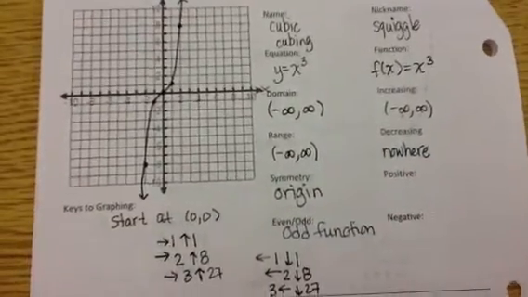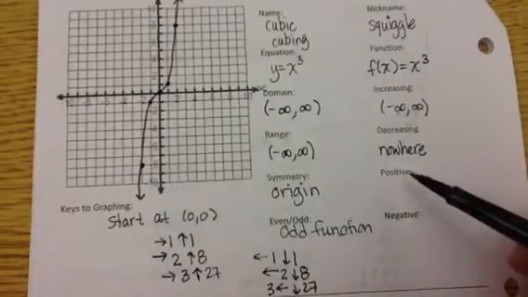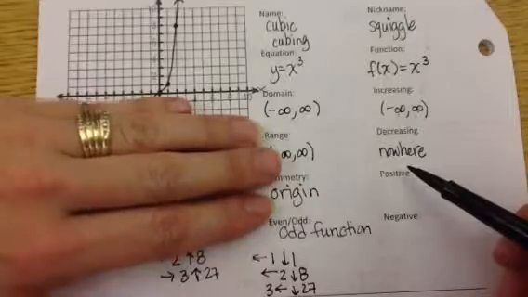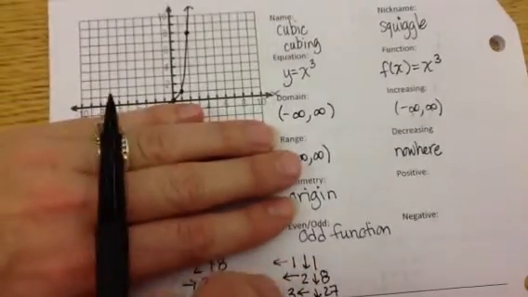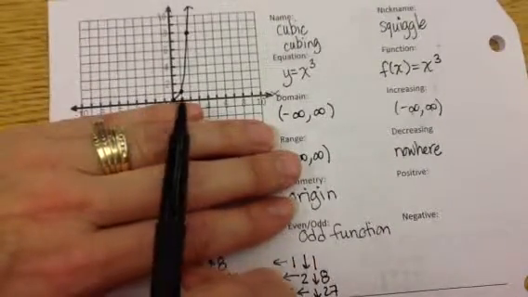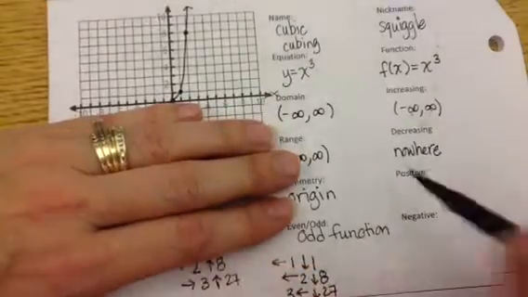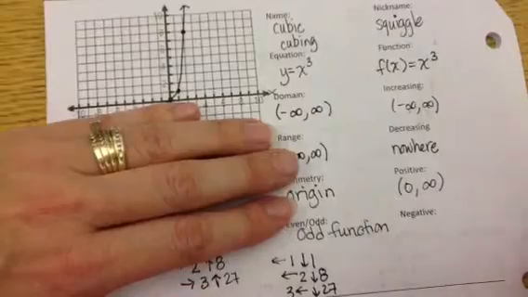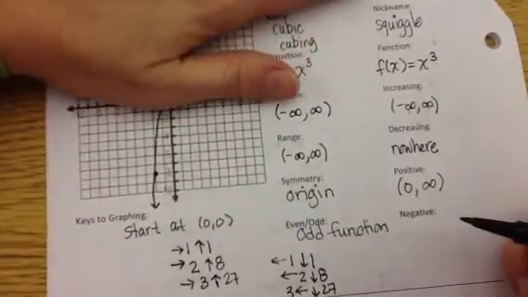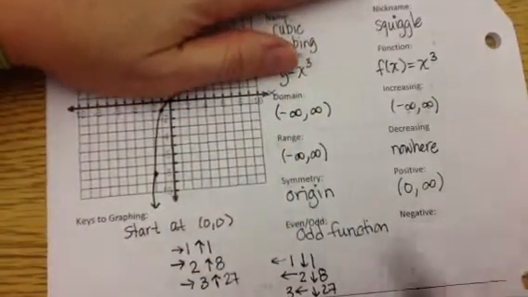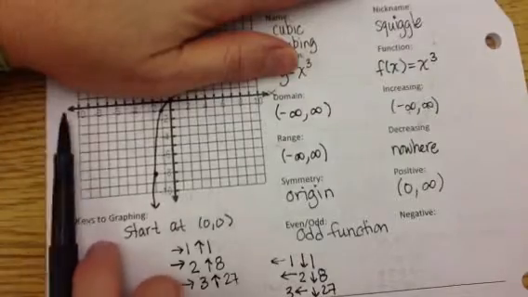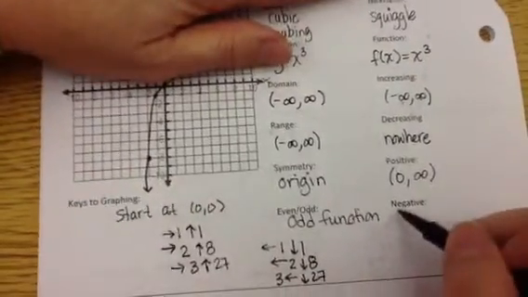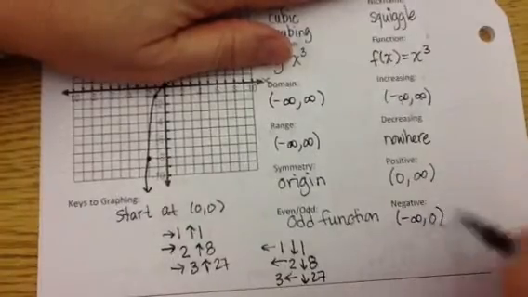How about positive and negative? Positive means above the x-axis. So if I kind of block everything off below, then it is positive from 0 to infinity. Remember, we don't include the 0 because 0 is not positive. Where is it negative? If I block off the top part, it's negative from negative infinity out to 0 again. So negative infinity to 0.